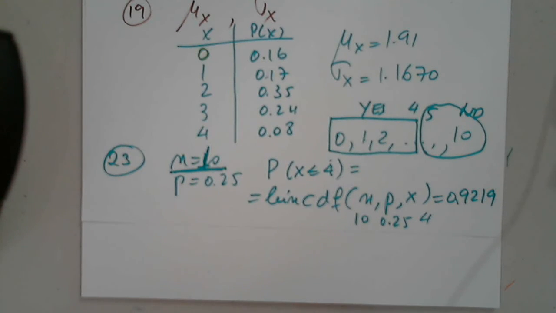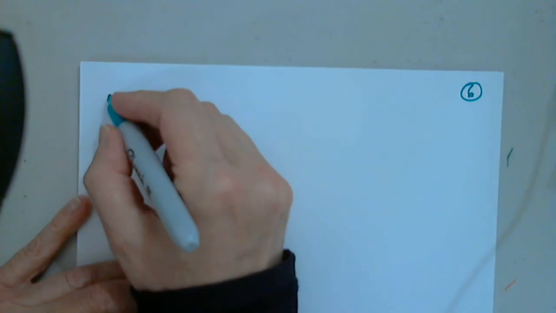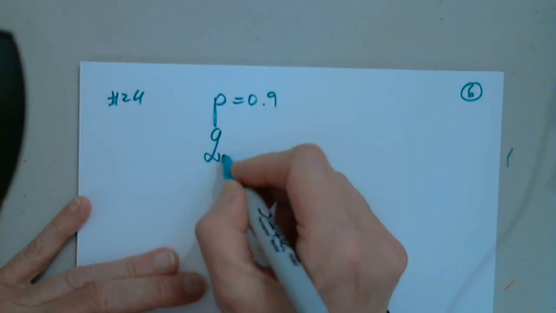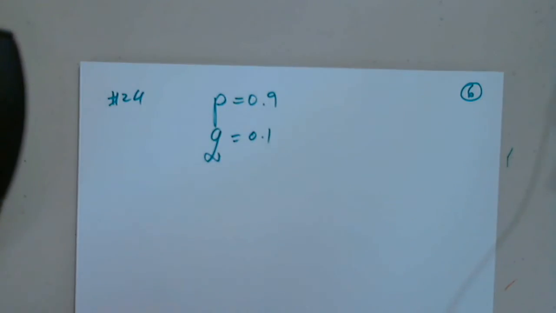Good, let's go back. According to an airline, let's look at problem 24. According to an airline, flights on a certain route are on time 90% of the time. So I'll stop for a second and take notes. This is 24. So probability of success, 0.9. Immediately, q is 1 minus that, which is 0.1.